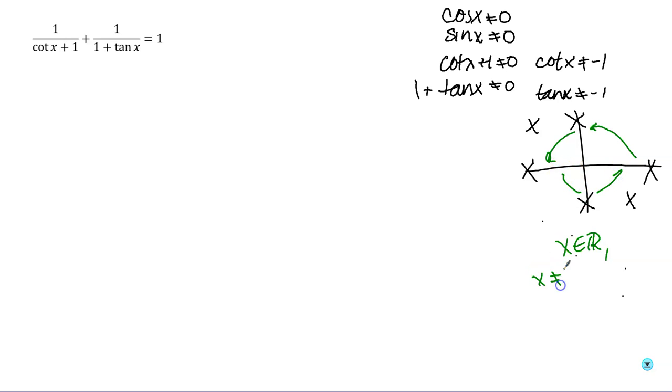So x can't be, this would be 0 plus pi n, or pi over 2n. So I'm going to do n pi over 2. So that would get all 4 of those. But then I also can't be this one. This one is 3 pi over 4. And then it is evenly spaced with this one. And those are how far apart? Pi. So n pi. Okay, so there's your domain. So let's go back over to the problem.